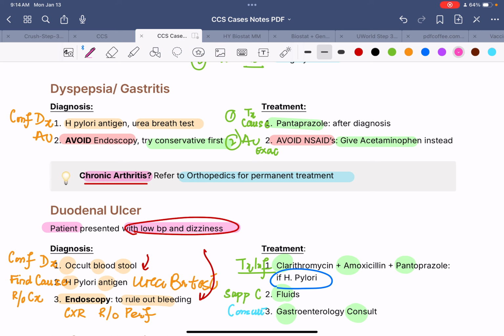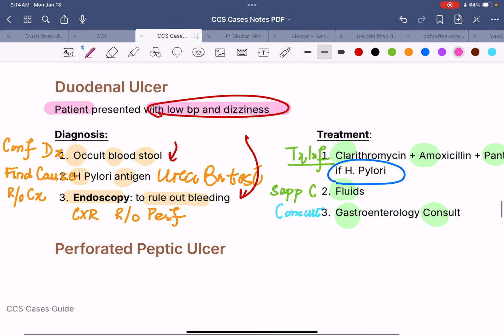Okay. Next, we have duodenal ulcers. If the patient is presenting with low blood pressure and dizziness, right? First of all, we have to establish again the cause, that it's really a duodenal ulcer. If it's an ulcer, it might as well be bleeding, right? So we have to get an occult blood stool test in order to look for the presence of blood in the stool. Next, we have to visualize the ulcer and confirm that it's there, and whether there is some sort of bleeding actively happening, with an endoscopy. And if, of course, you are suspecting a perforation, you can get a chest X-ray done.